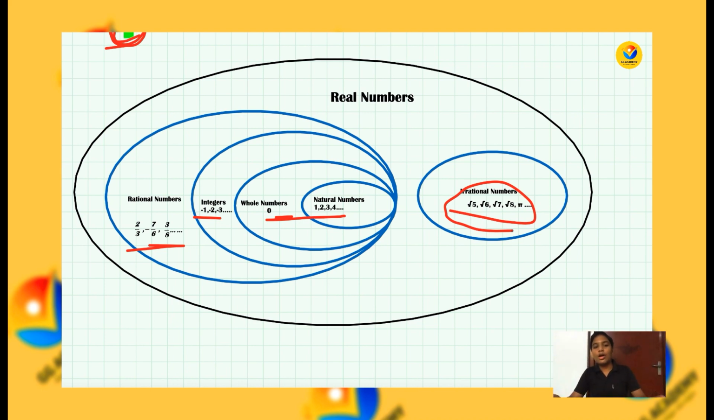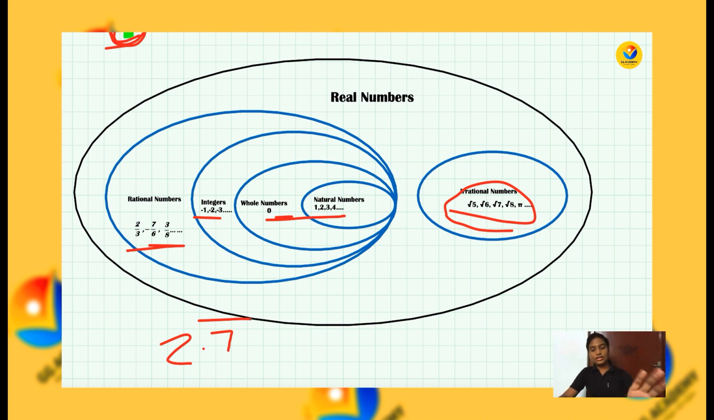In another way, irrational numbers are non-terminating, and the digits should not repeat. If the digits repeat themselves, then they will become rational numbers. For example, 2.77777, which goes on like that, I can write as 2.7 bar. That means 2.7777, it goes on.